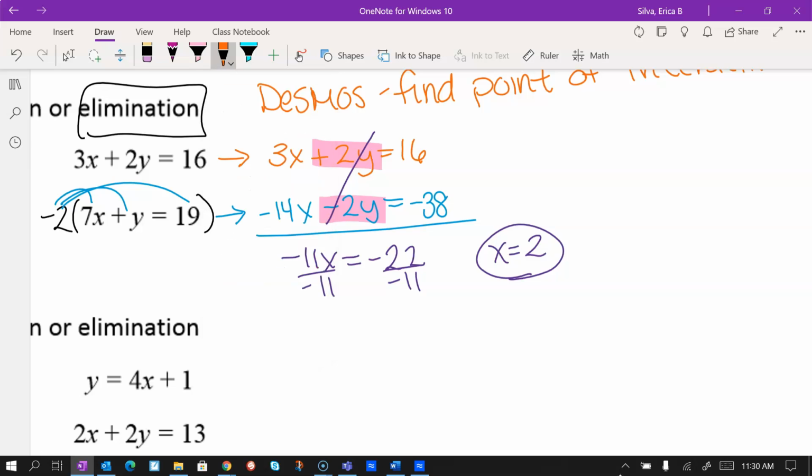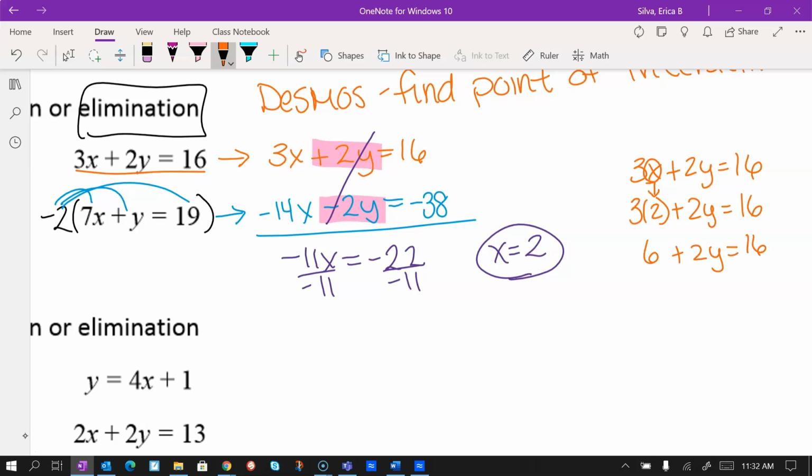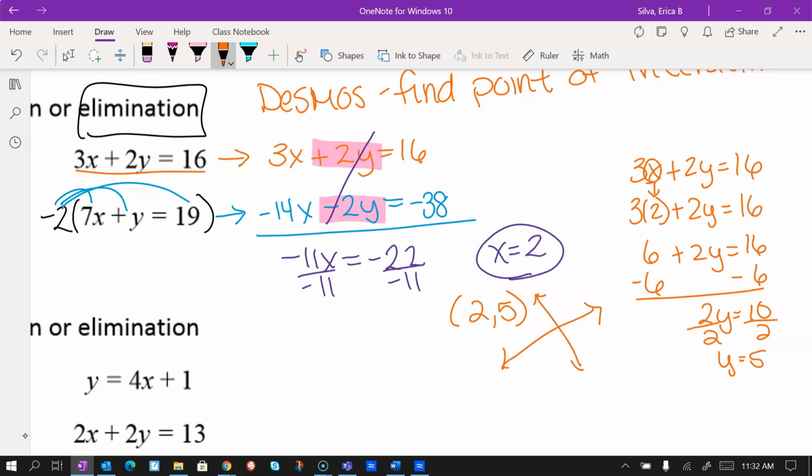So I'm going to use the one with the smaller numbers, which is my first: 3x plus 2y equals 16. We're going to substitute that x value of 2. So we get 6 plus 2y equals 16, and y is equal to 5. So our solution would be at 2, 5, which means if we were to graph it on the Desmos app or calculator, their point of intersection would be at 2, 5.